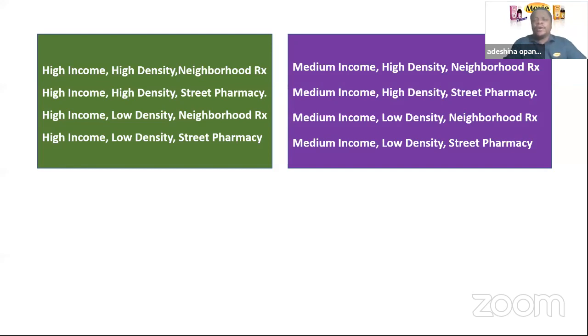The next category of pharmacies are medium income, high density neighborhood pharmacies, medium income, high density street pharmacies, medium income, low density neighborhood, and all that.